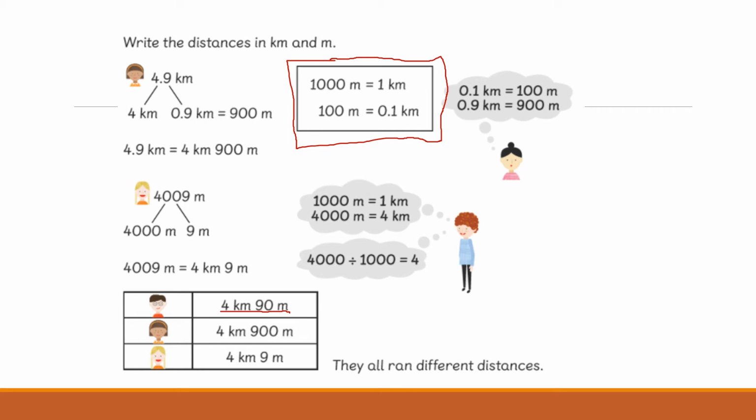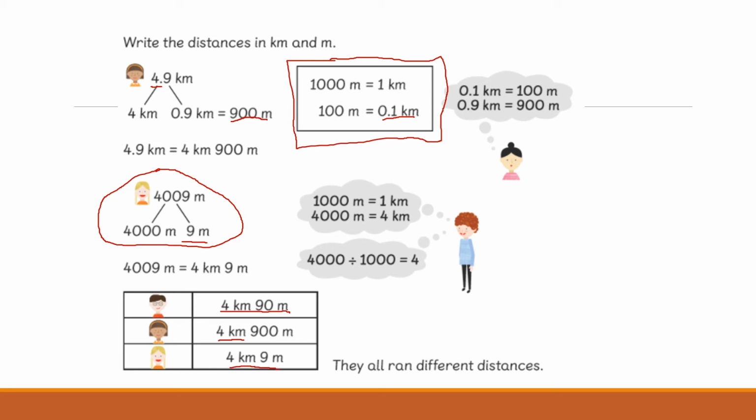So the first one, 4.9 kilometers. We know that the 4 is worth the 4 kilometers. And then 0.9, we know 0.1 equals 100, so we times this by 9, and it gives us 900. So this value is 4 kilometers and 900 meters. And finally, the last one was in meters, 4,009 meters. We know that 4,000 meters equals 4 kilometers, and then we have 9 meters left over, so it's 4 kilometers and 9 meters.